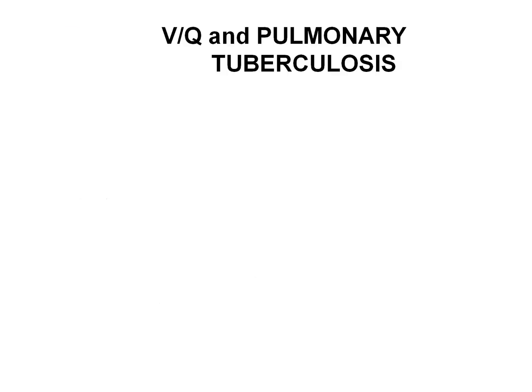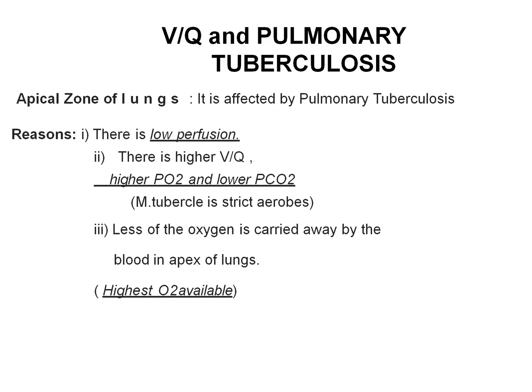Now there is a special mention regarding pulmonary tuberculosis also. Most of the time the apical zones of the lungs are affected by pulmonary tuberculosis because there is low perfusion, there is high VQ ratio due to high PO2 and low PCO2. So as these tubercle bacilli are aerobes, they will grow more. And less of the oxygen is carried away by the blood in the apex. So the highest oxygen is available, that helps the tubercle bacilli to multiply, and that will cause pulmonary tuberculosis.